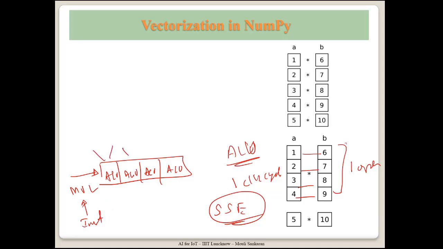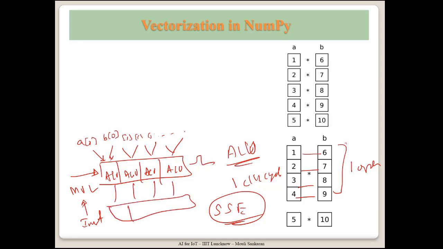Now each ALU needs 2 inputs. They are coming from A0 and B0, and 1 1, 2 2. So they are all fed in parallel. These array elements are fed in parallel, and in one clock cycle the results are out, and then the results are written in A, again the 4 results are coming out.